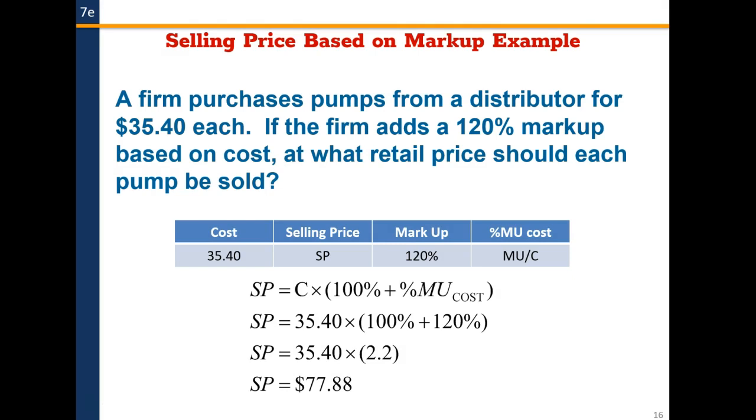So let's take a look at this. This is the equation we're going to use. The cost is $35.40. The markup is here with 120%. Note that what we've done at this step is we've taken this from a percent, changed it to a decimal, and added it together to get the 2.2. When you multiply that, you get a selling price of $77.88.